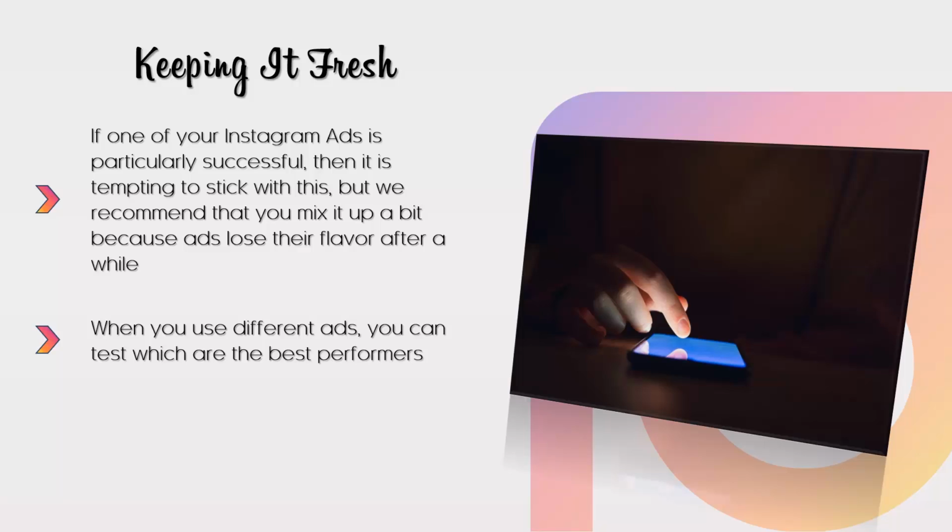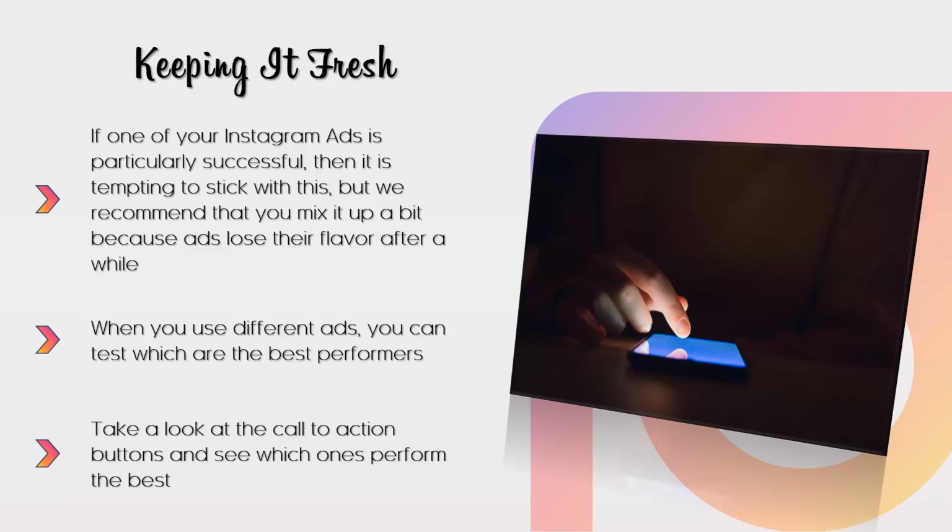In fact, we strongly encourage you to use different ad copy and visuals with a campaign. Take a look at the call to action buttons and see which ones perform the best. For example, does Shop Now perform better than Learn More? How do different captions perform? What about different hashtags? Be prepared to test everything and tweak as necessary.